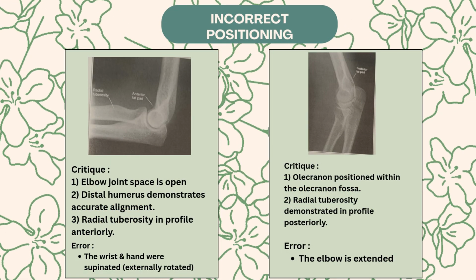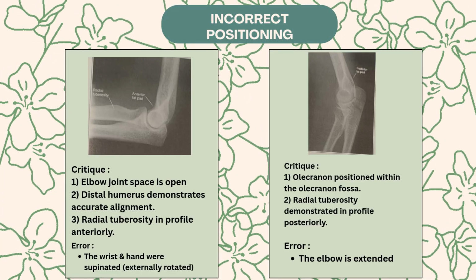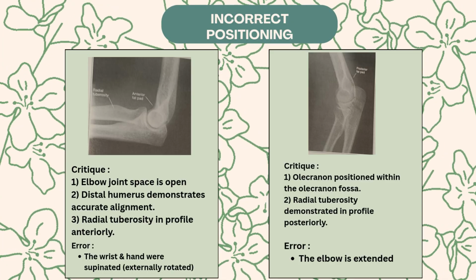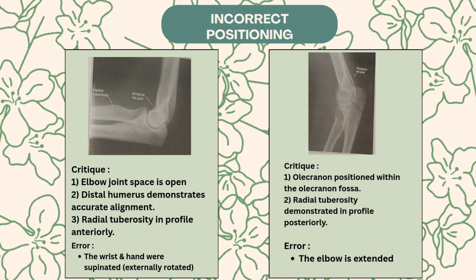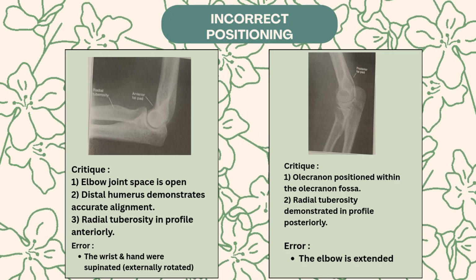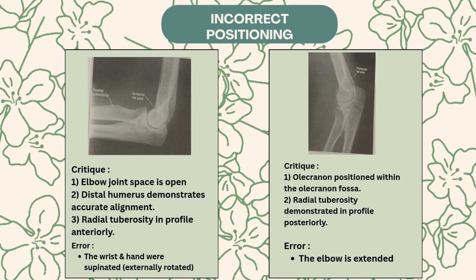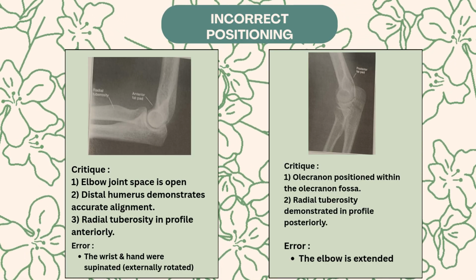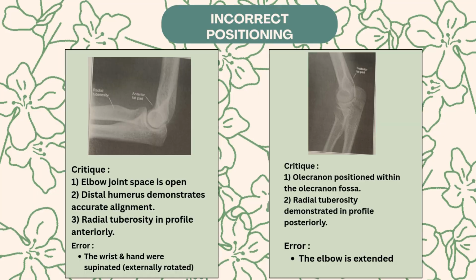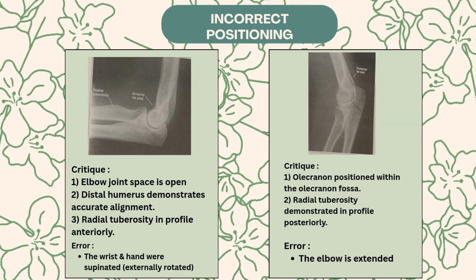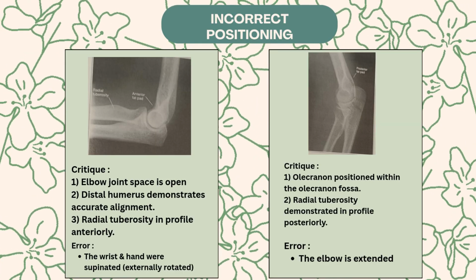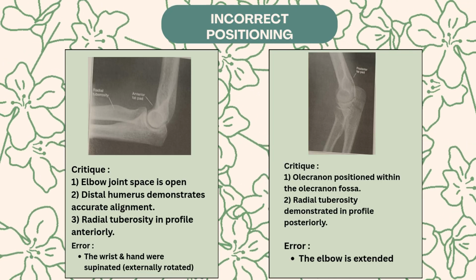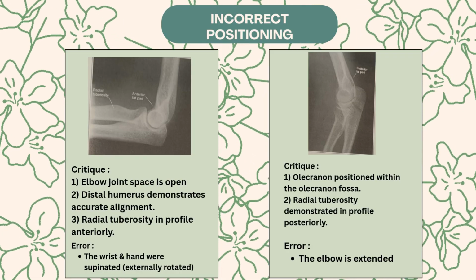Okay guys, we take a look at this example of incorrect positioning of lateral elbow. The first image shows that the elbow joint space is open and the distal humerus demonstrates accurate alignment. However, the radial tuberosity is demonstrated in profile anteriorly, which indicates that the wrist and hand were supinated. To improve this, we have to rotate the patient's hand into lateral position.